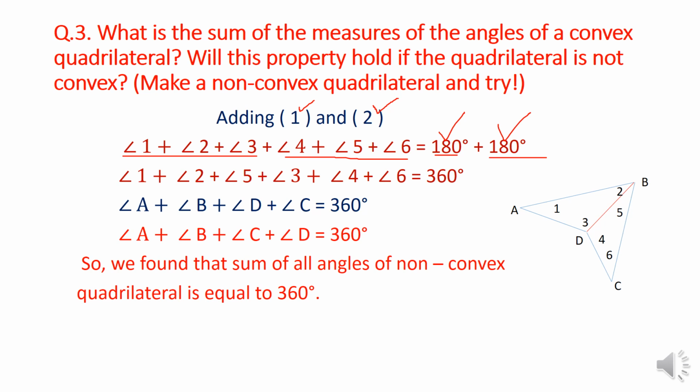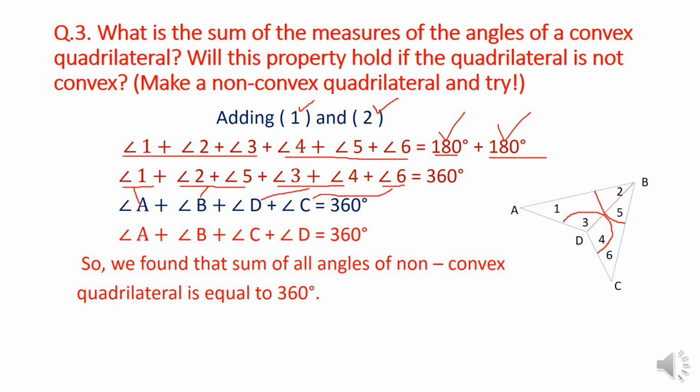Now let us arrange them as we need. We know that 2 and 5 make one complete angle, and 3 and 4 also make a complete angle. So we bring them together. One will be as it is, 2 and 5 we bring together, 3 and 4 we bring together, and 6 will be as it is. So angle 1 is angle A, 2 and 5 make angle B, 3 and 4 make angle D, and the last angle 6 is the same as angle C.